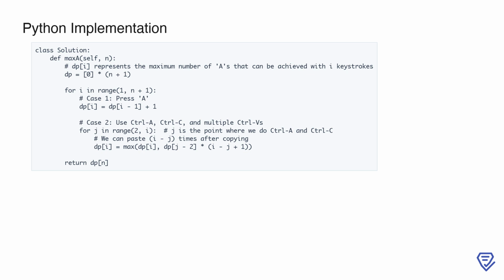Complexity. Time complexity. The outer loop runs n times, and the inner loop runs up to n in the worst case. Hence, the overall complexity is O(n squared). Space complexity. The solution uses an array of size n+1, so the space complexity is O(n). This approach ensures that all possible combinations of operations are considered, leading to the optimal solution.